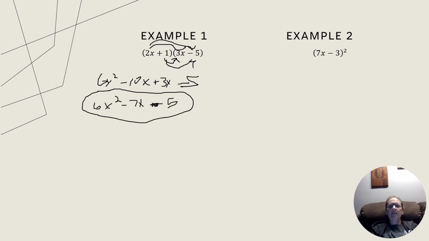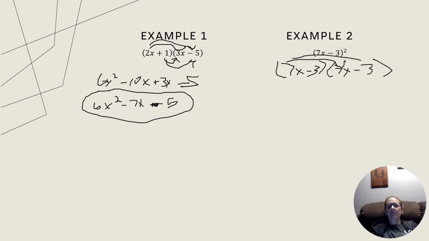Now, for the second example, we have a problem like this. What this literally means is 7x minus 3 squared means times itself. So you can't just square the 7x and square the 3. It doesn't work that way. You have to actually do the distribution just like I did in the first problem.